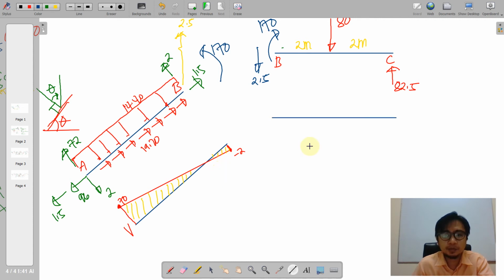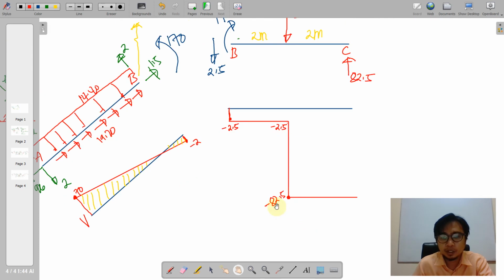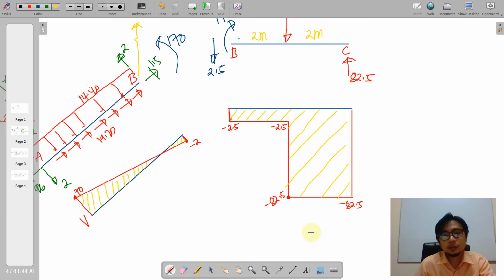And then for member BC, we have going downwards 2.5. No load, it will remain to be negative 2.5. And 80 will push it further downwards by 80 units. So this will become negative 82.5. And then with no load it remains negative 82.5 until it closes to 0 because of this reaction. So here is our shear diagram for member BC.